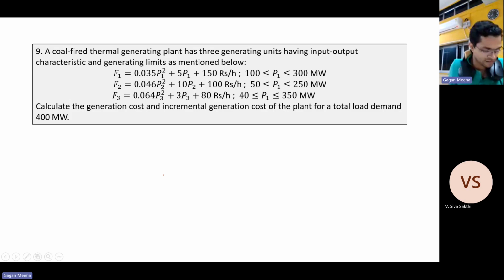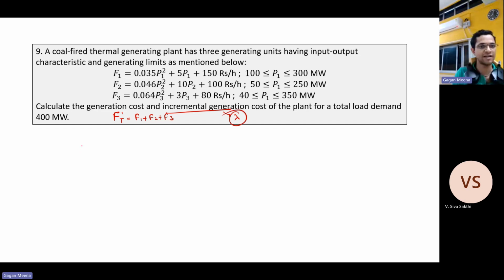Next one, last two questions. These are on economic dispatch. The question is, a coal-fired thermal generating plant has 3 generating units having input-output characteristics and generating limits as mentioned. These are the 3 generators. Their limits are also mentioned. And we need to calculate the incremental generation cost of the plant for a total demand of 400 megawatt. We need to calculate F total, which is F1 plus F2 plus F3. And also we need to calculate the lambda.